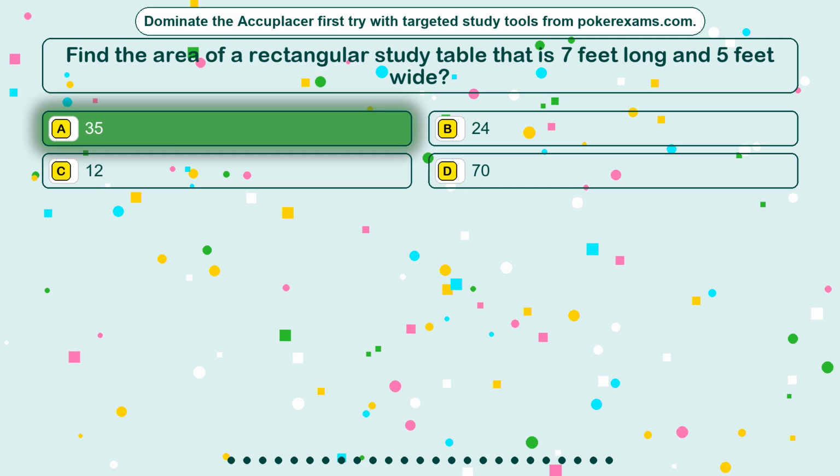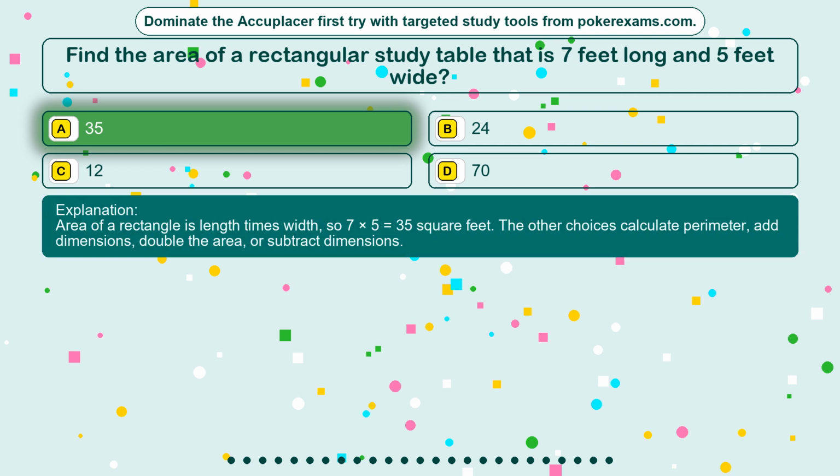The correct answer is option A, 35. Area of a rectangle is length times width, so 7 times 5 equals 35 square feet. The other choices calculate perimeter, add dimensions, double the area, or subtract dimensions.